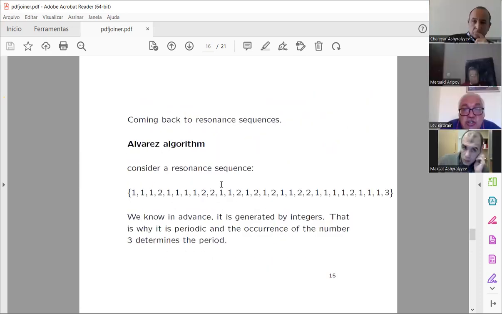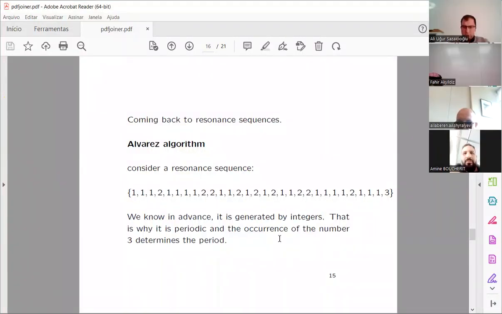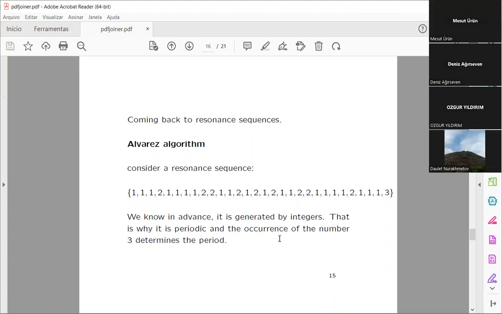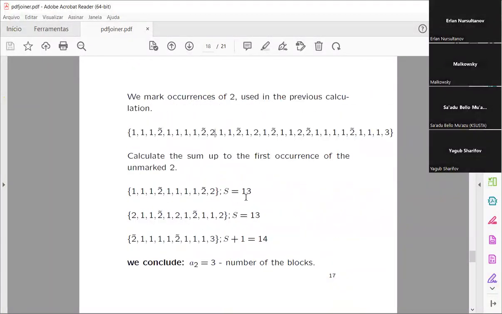So then, coming back, this resonance sequence is generated by 2, 3, 7. But the Alvarez algorithm, created by Sergio Alvarez, works only in the case where our sequence is generated by pairwise relatively prime integers. But if we don't have this relatively prime condition, then the situation becomes more complicated.